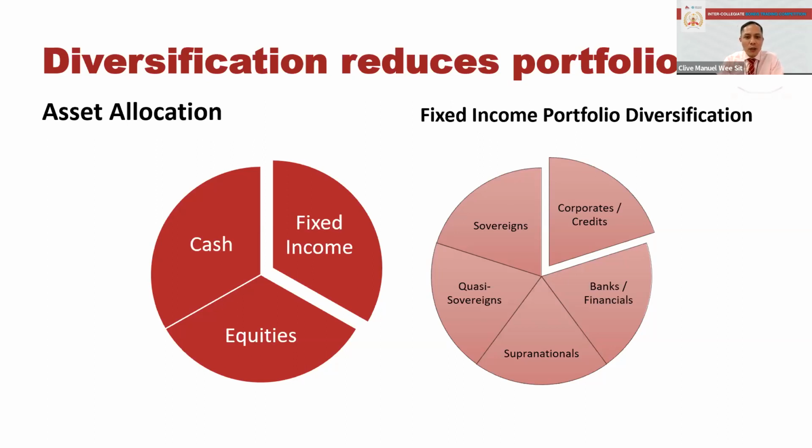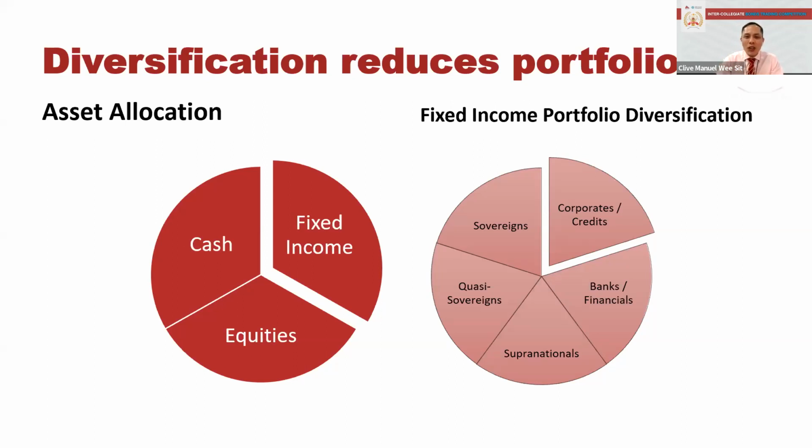Next are supranationals. Supranationals are government-owned and controlled corporations. So you have the likes of, for example, PSALM in the Philippines, the Power Sector Assets and Liabilities Management Corporation. You have other supranationals like other government institutions. Land Bank could also be considered a supranational in the sense that it's also a government, and DBP, it's a government-owned corporation. And then you have banks and financials, and then lastly the corporate.